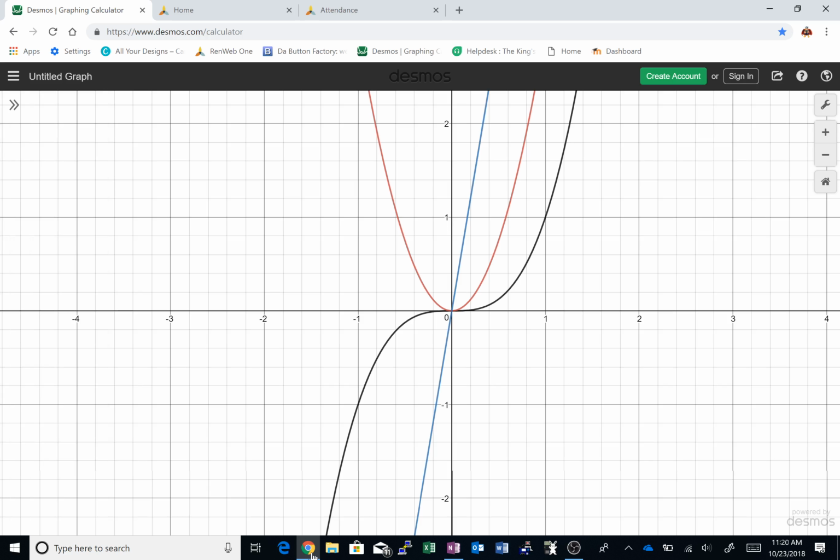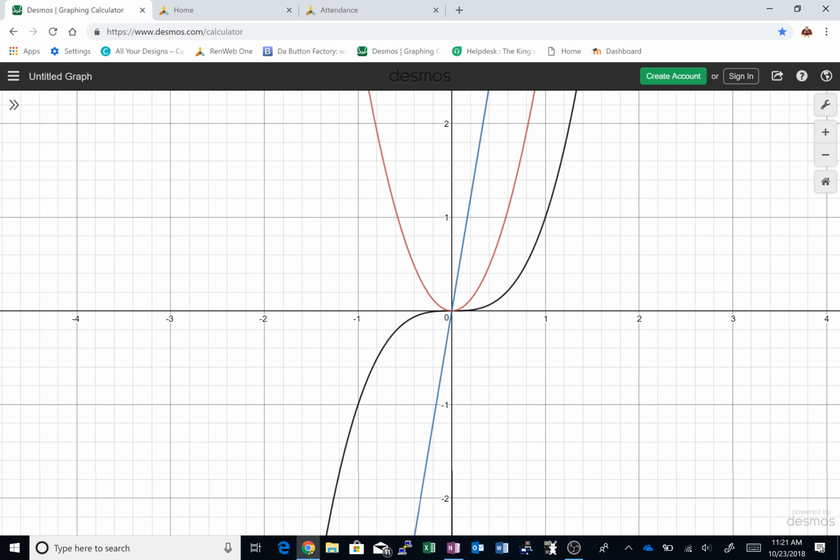So let's look at the black here. Look at the red graph. The red graph is my first derivative. Notice that the red graph is decreasing everywhere left of 0. Wherever the first derivative is decreasing, I'm concave down on my original. That's one observation.